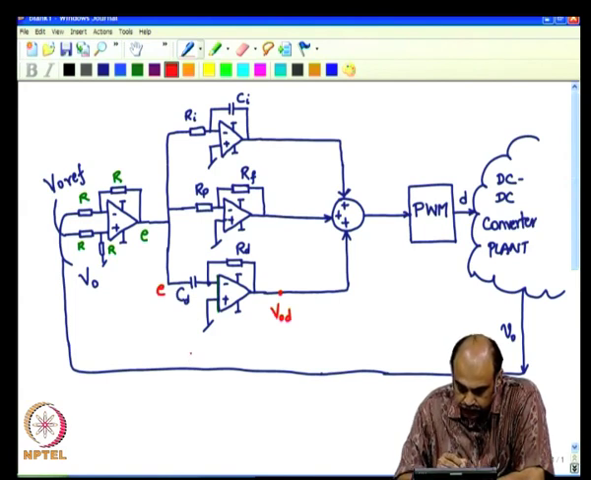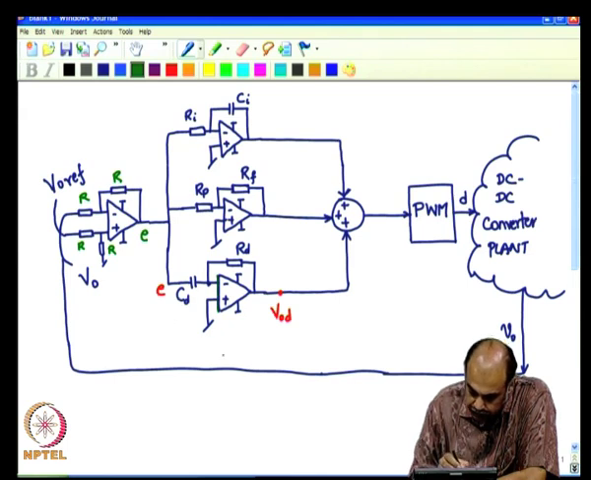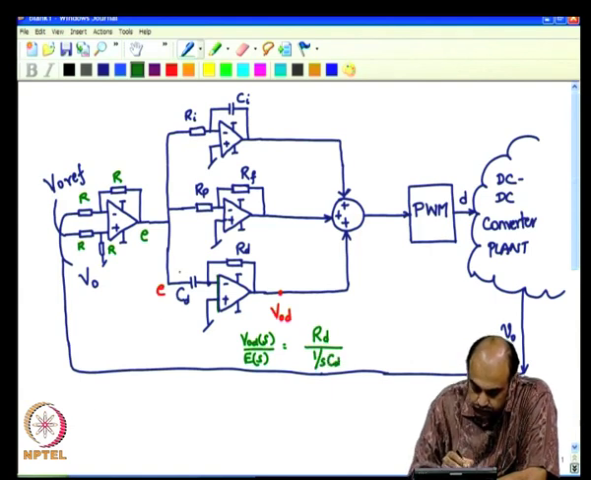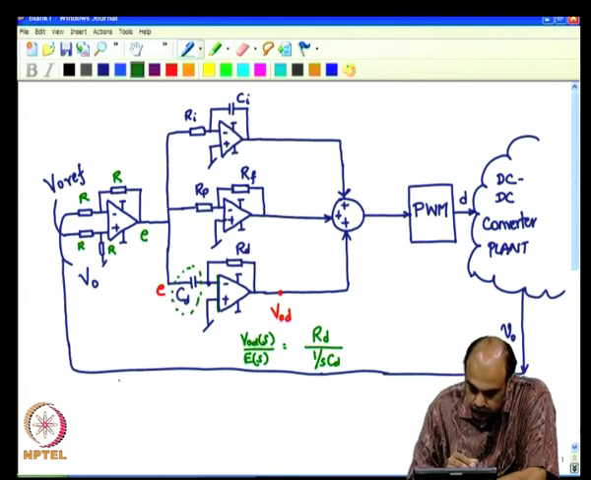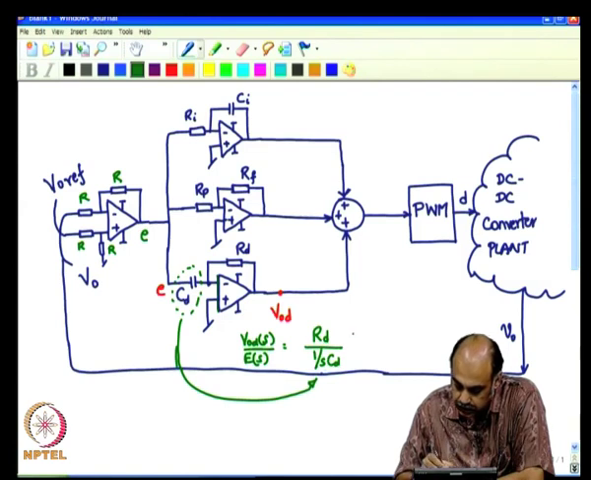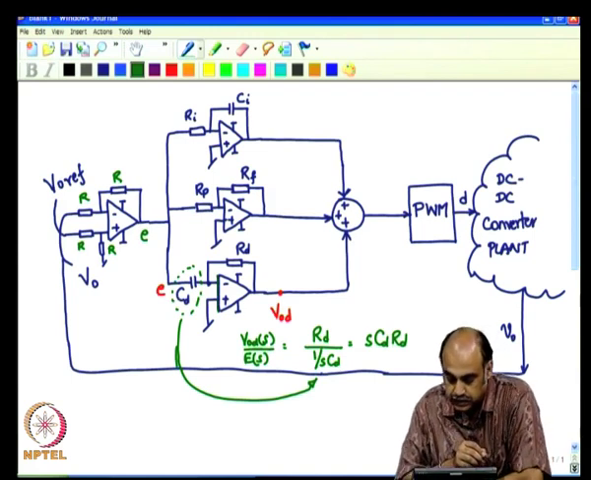So, what is the transfer function of this? If you look at the Laplace domain, V naught d of s by E of s equals R d by 1 by s C d. So 1 by s C d, which is nothing but s C d R d. So, apparently, here you see that the transfer function appears ideal, where you have an ideal s and a scalar C d R d.